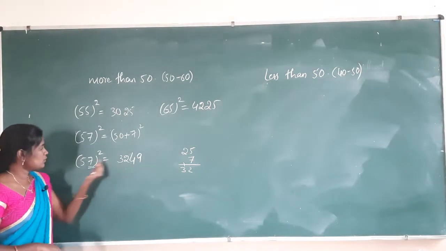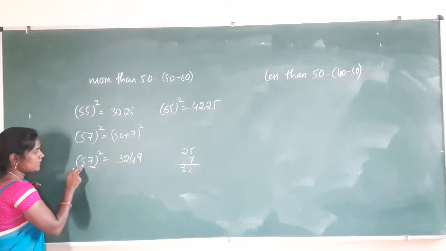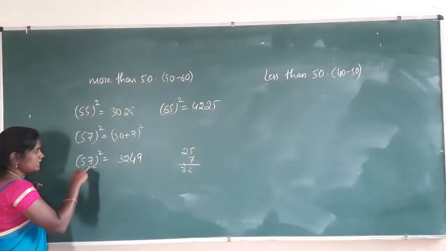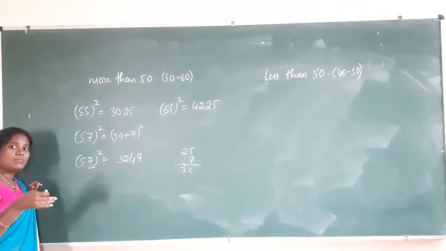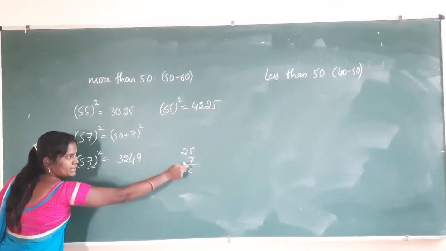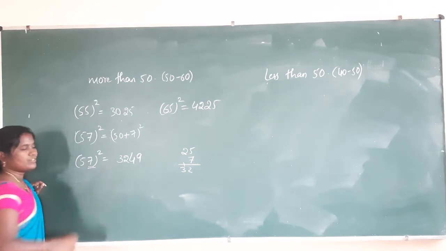For this, what do we have to do? 7 square is 49, and 57 is 7 more than 50. So, add that 7 to 25, you are going to get 32, write that 32. So, the answer is 3249.